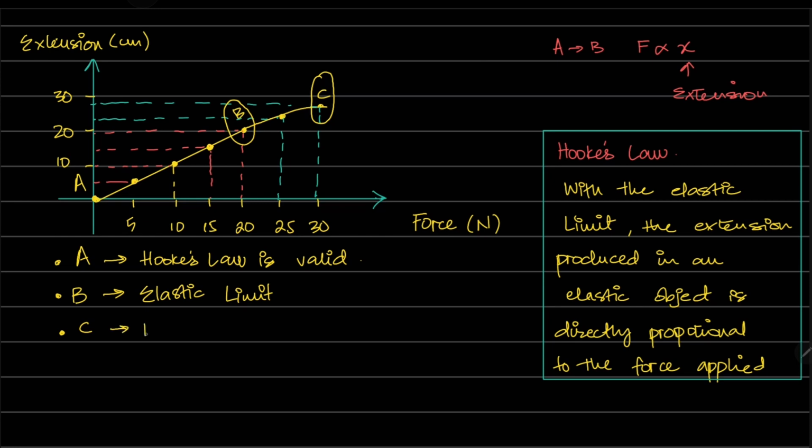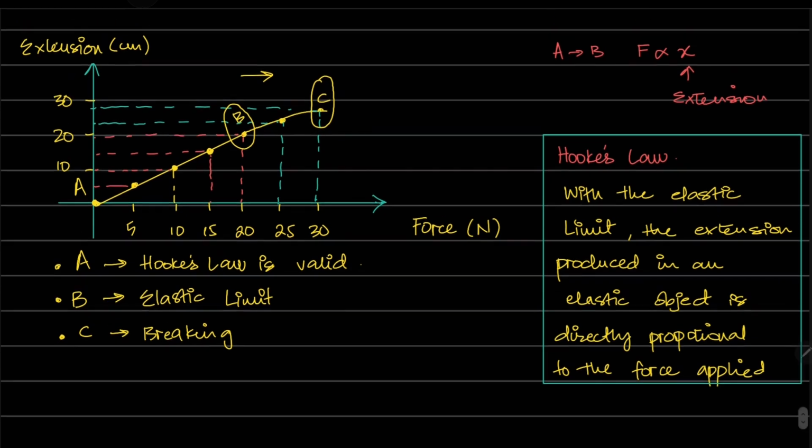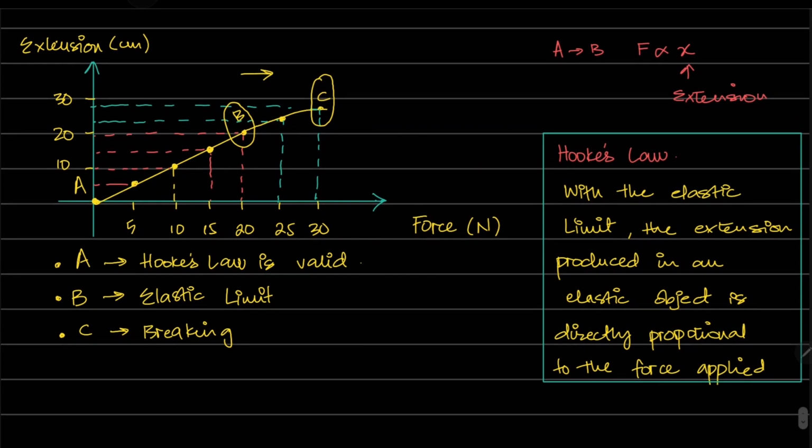Now why do we call it your breaking point? That is because, once again, when it crosses point B, when it reaches the elastic limit, and you keep on applying a force, there will come a point when the object will permanently deform, which is from point B onwards. C is the point when you apply such a great amount of force that your object will completely break. It'll completely shatter.